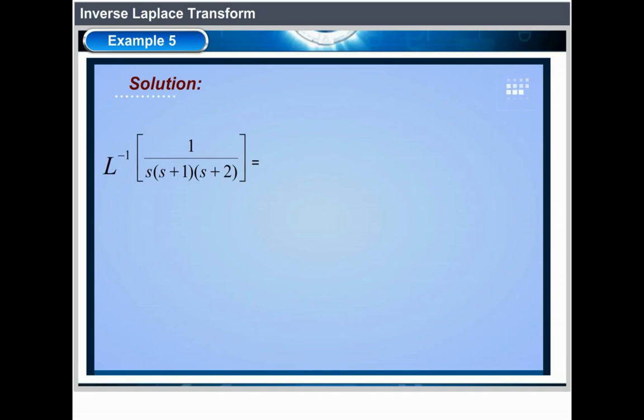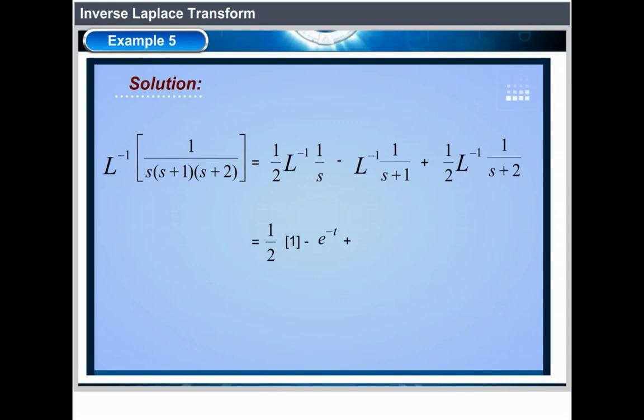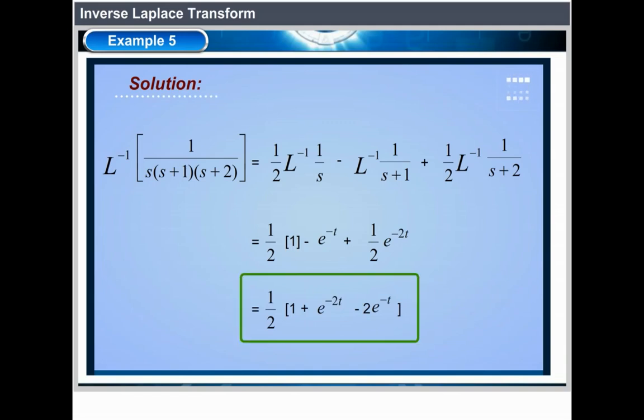Then L inverse of 1 divided by s(s+1)(s+2) equal to 1 by 2 into L inverse of 1 by s minus L inverse of 1 by (s+1) plus 1 by 2 into L inverse of 1 by (s+2), equal to 1 by 2 into 1 minus e^(-t) plus 1 by 2 into e^(-2t). If we take the 1 by 2 as common, we will get 1 by 2 into (1 plus e^(-2t) minus 2 e^(-t)).